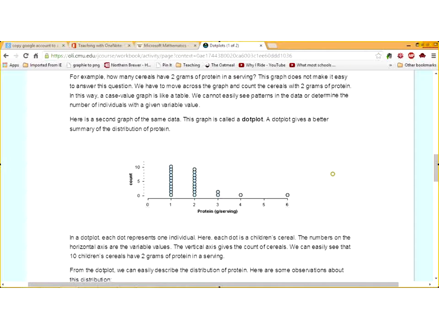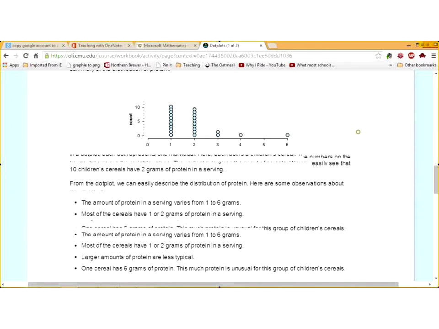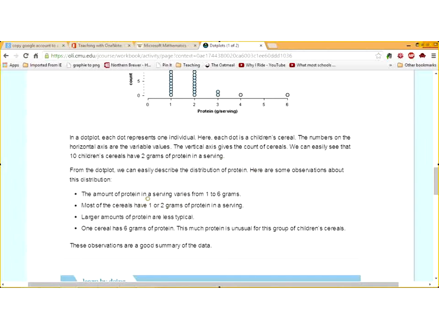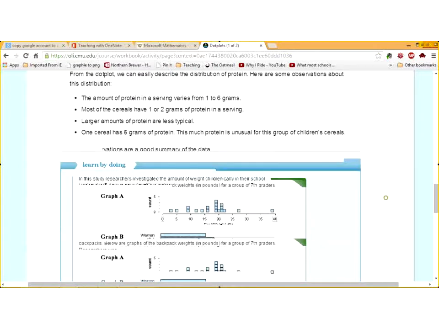And in general, when we're looking at graphs, we're looking for those sort of notable characteristics. So we might look to see, are there any points that are outliers that don't really follow the pattern of most of the cereals, and that's one of them. And then here, as this says, here are some observations, and we've already mentioned these. The amount of protein varies from 1 to 6. Most of the cereals have 1 or 2 grams. Larger amounts of protein are less typical. One cereal has 6 grams of protein. This much protein is unusual for this group of children's cereals. And those are good summaries of the data.